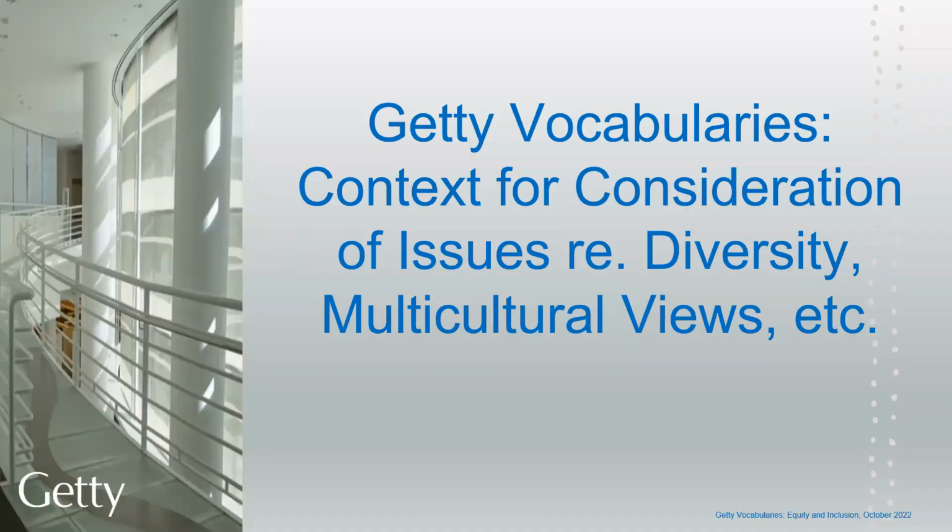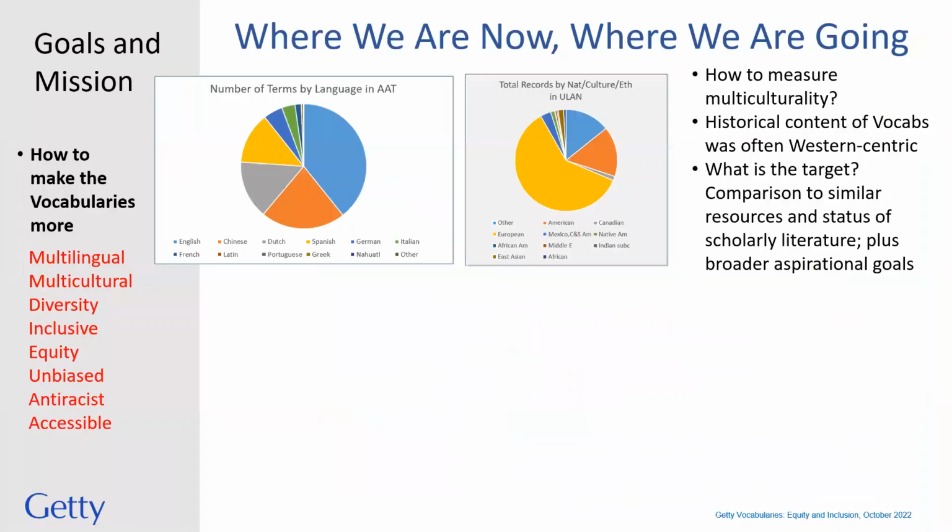Now, let's start looking at the issues regarding diversity, multicultural views, etc. And look at the context. Well, first of all, we had to see where we are now to know where we need to go. So how do we measure how multicultural the vocabularies are? Well, first we could look at the languages in the AAT, for example, and the left-hand pie chart shows that big blue area. Those are terms in English. We also have pretty healthy chunks for Dutch and Spanish and Chinese and working on German and French and others, but we want to make more wedges more equally distributed.